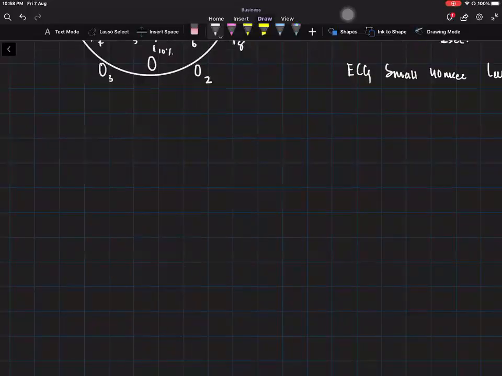So what are the common waves of the EEG? Can anyone tell me? Alpha. Okay, so tell me the frequency of each of these waves. Delta is less than 4. Theta is from 4 to 8.